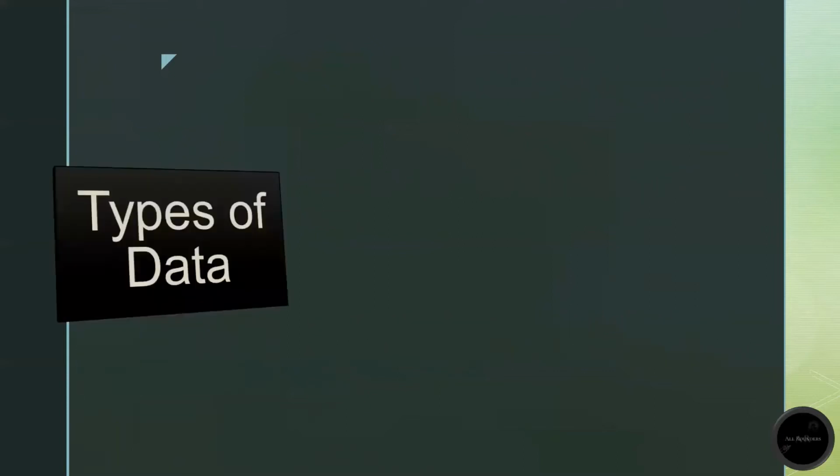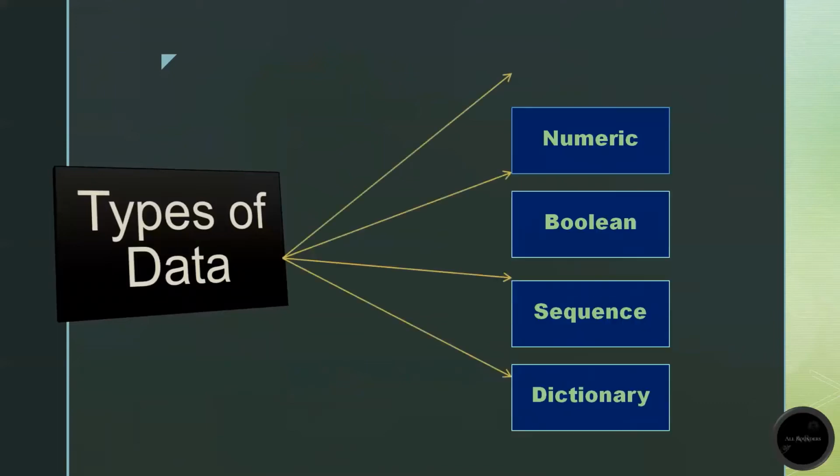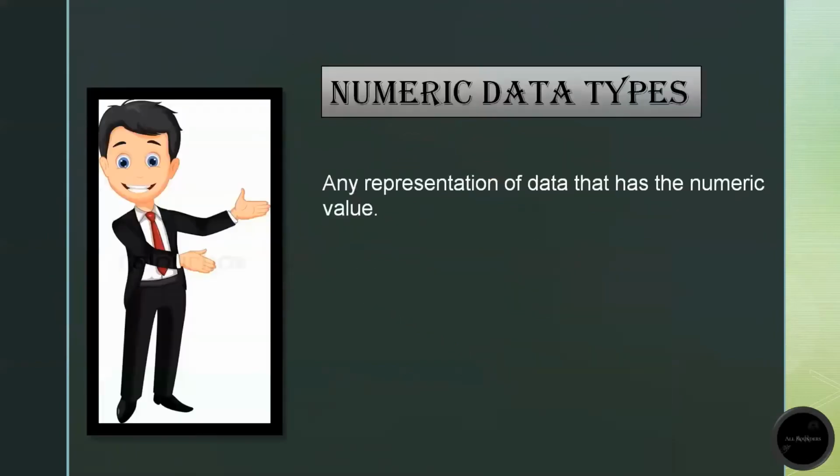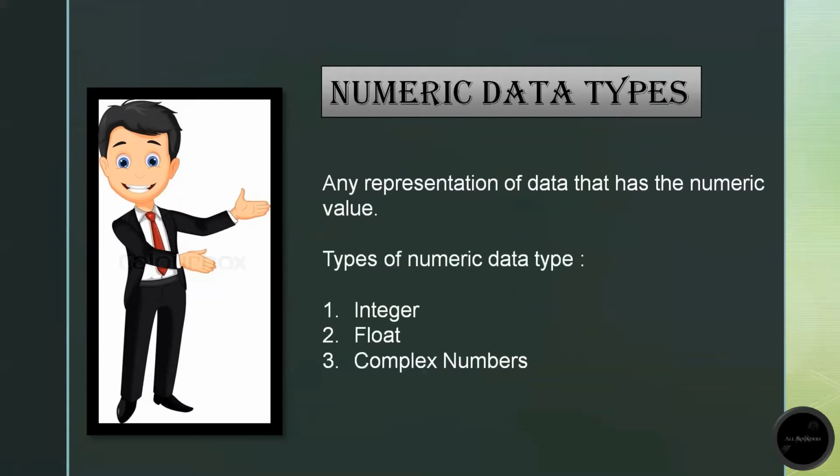So here are the types of data. So basically guys, there are 4 types of data: numeric, Boolean, sequence, and dictionary. We will discuss it one by one in details. So let's get started. So numeric data types. What are these? Any representation of the data that has the numeric value is known as the numeric data type. Python identifies 3 types of the numbers, which are the integer, float, and the complex numbers.